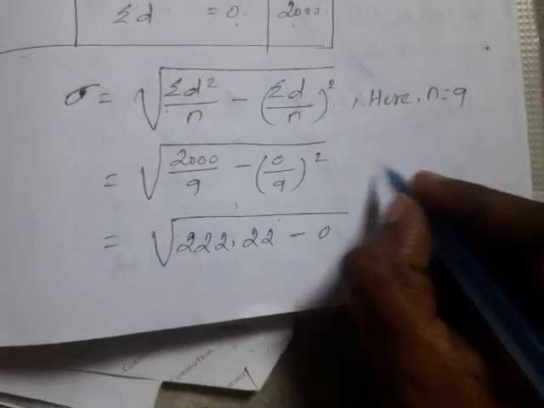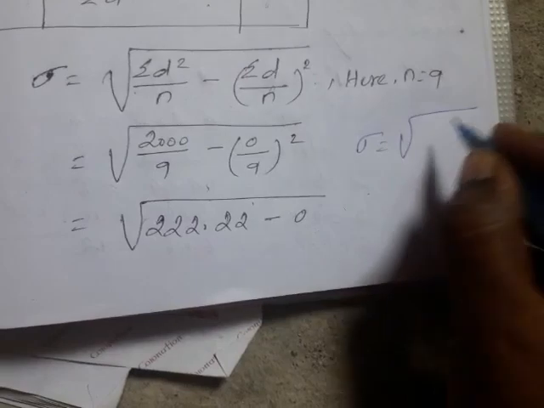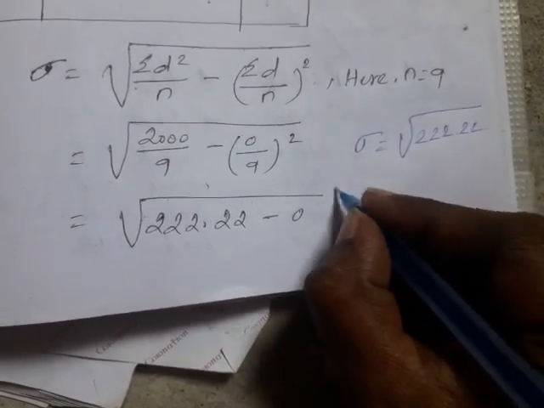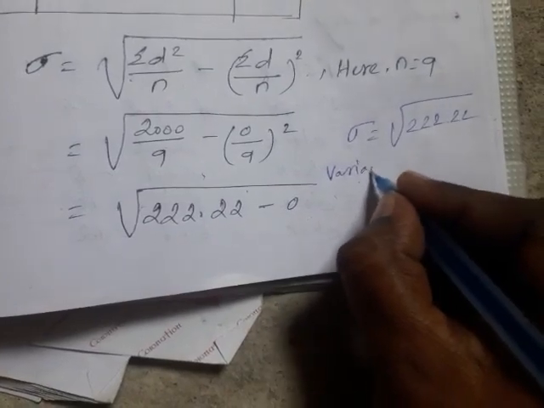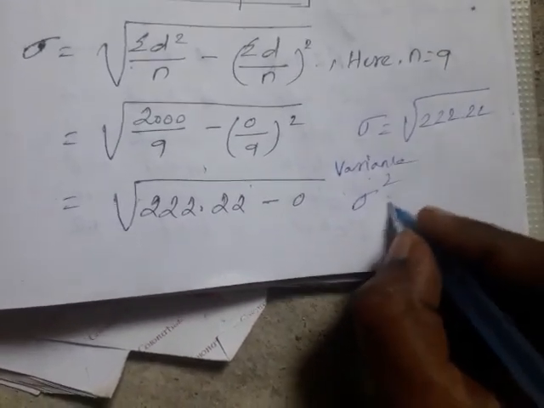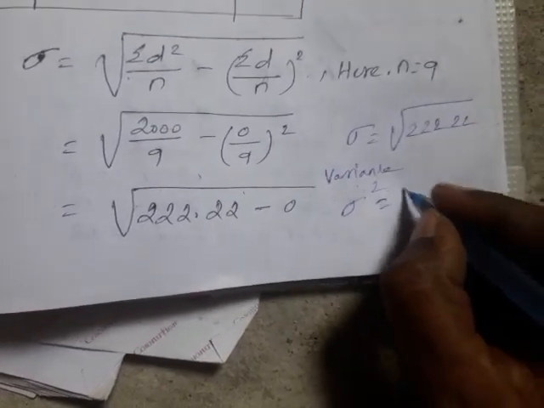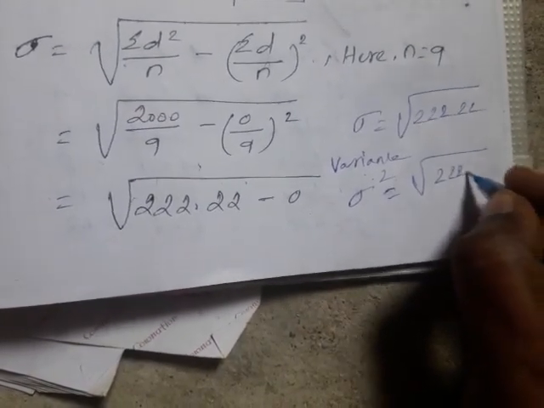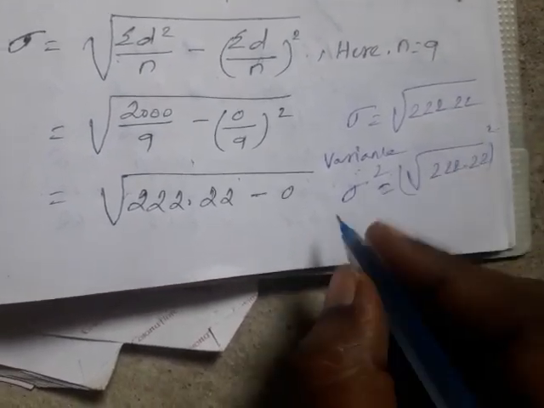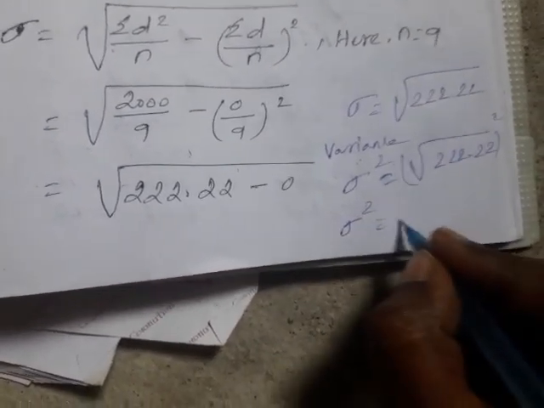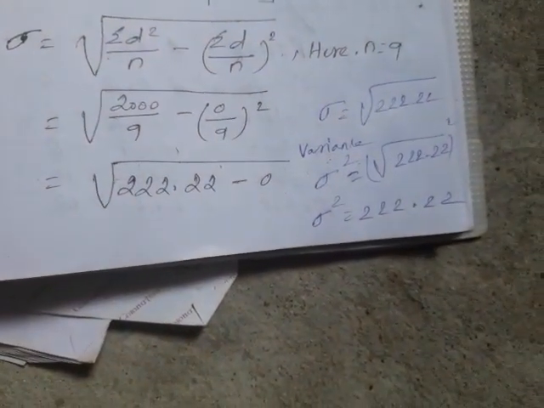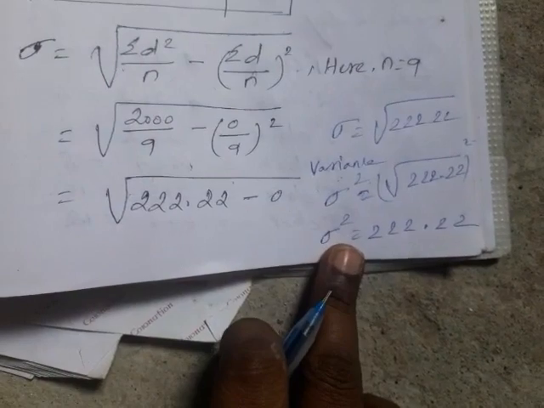Now sigma value is root of 222.22. First we have to find the variance also. Variance means sigma square, so you have to square this value. The square and the root will cancel, so sigma square is equal to 222.22. Now we found the variance value.